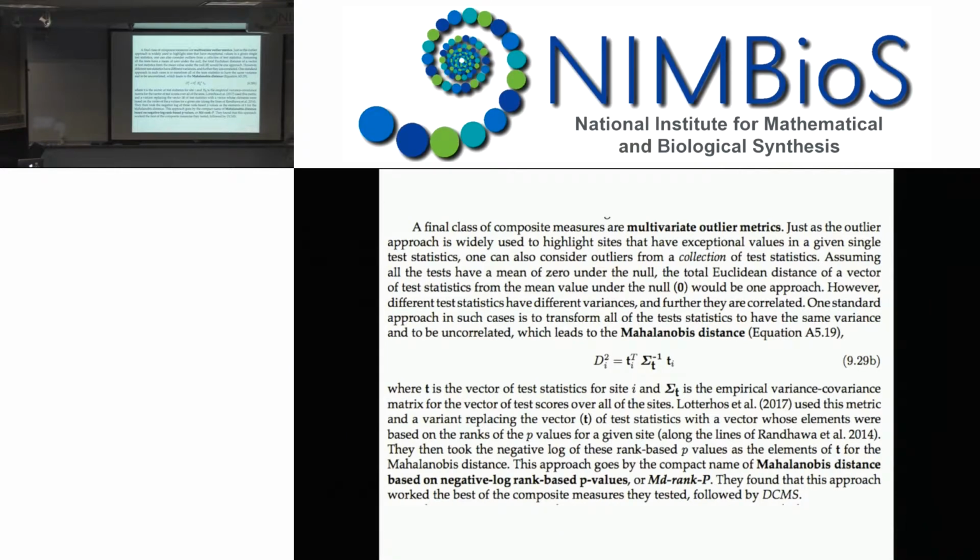But it simply means this. Again, this expression should look familiar. Transpose a vector, inverse variance covariance matrix, a vector. That's a general distance metric.